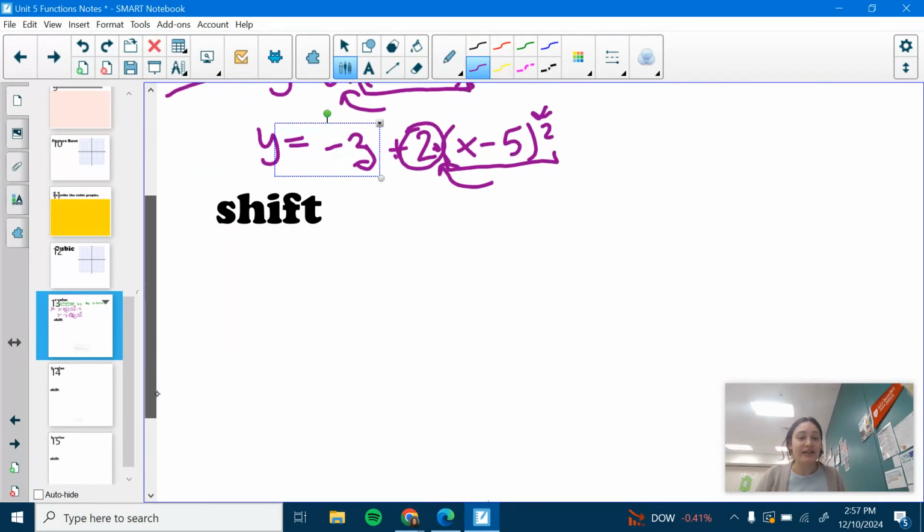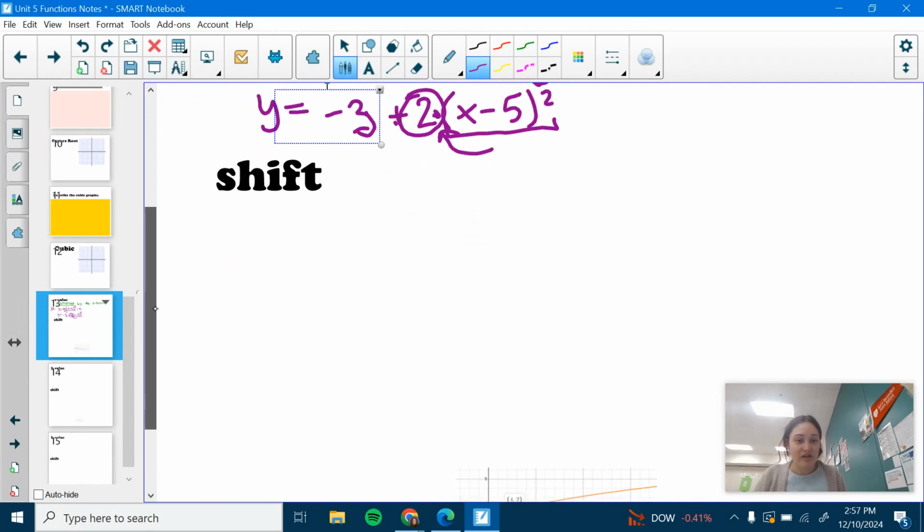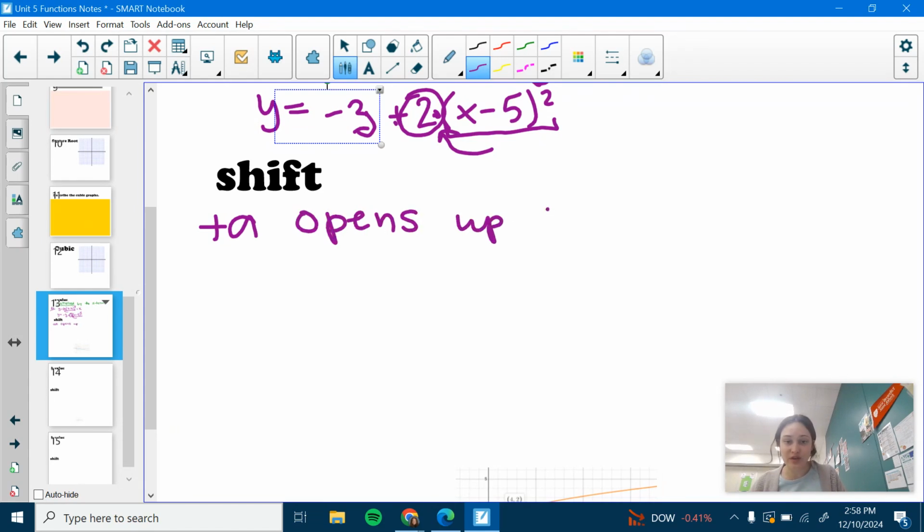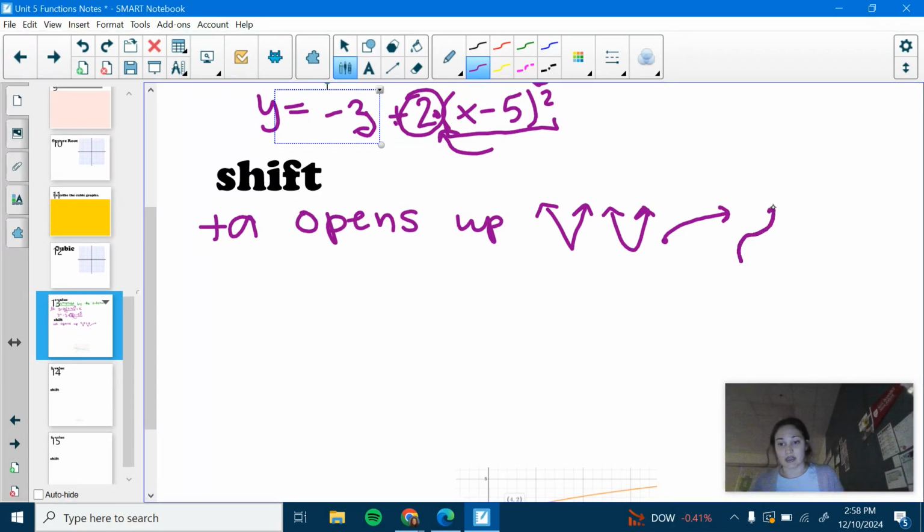Now the a value I think is the most powerful of all of our values because it has multiple roles. So when we have a positive a value, our graph opens up or faces up. So that means that absolute values are going to point up. Quadratics are going to point up. Our square root is going to move to the right. Our cubic is going to go from lowest to highest, and our linear is going to go from lowest to highest. So all of those are a positive a.